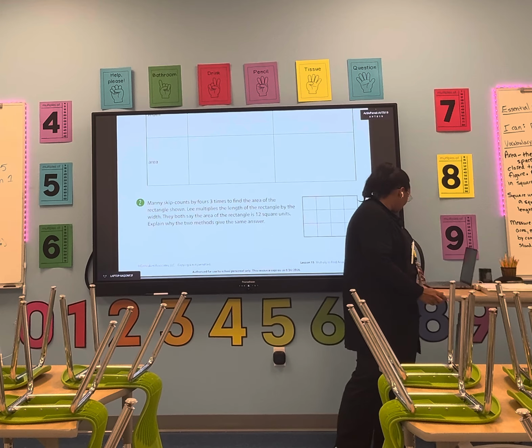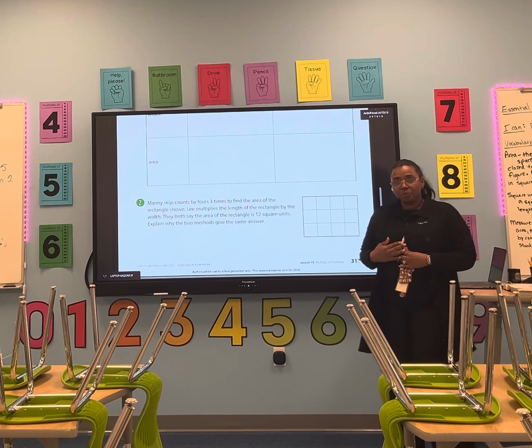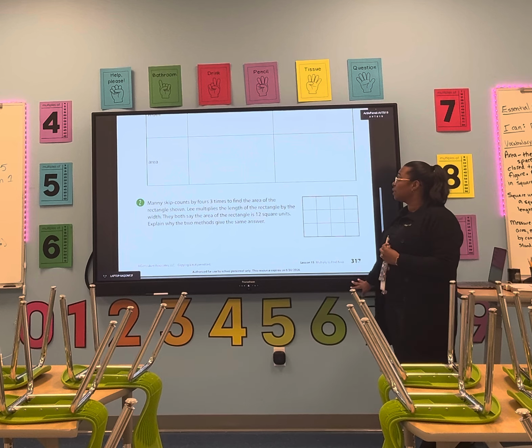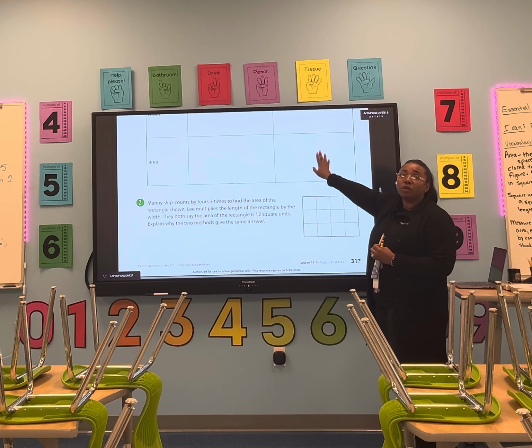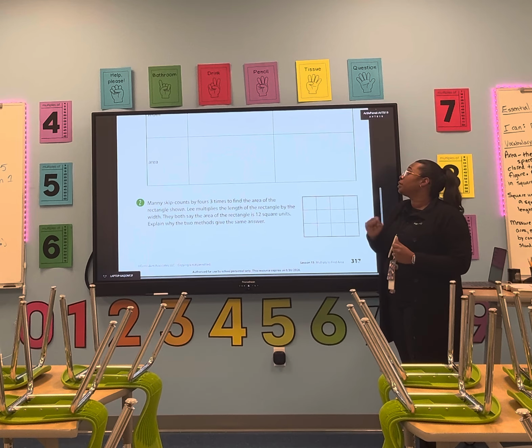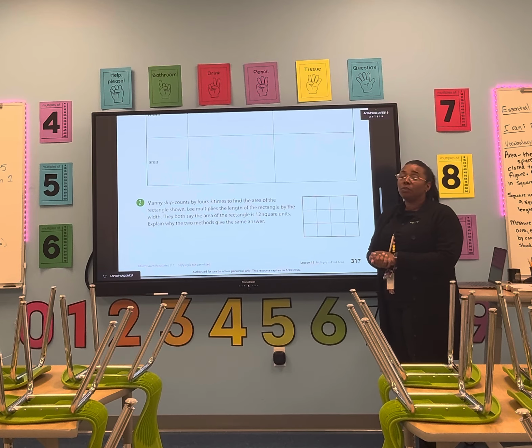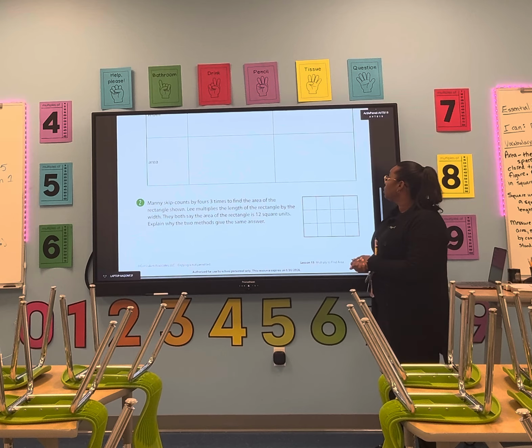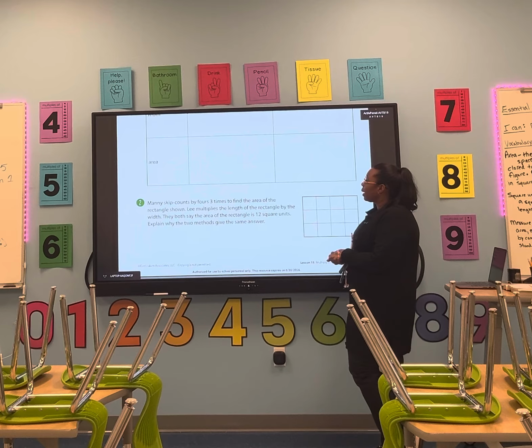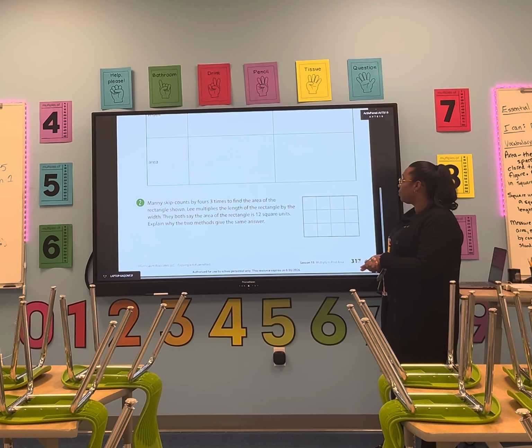Let me move this to the side so I won't block the board. So it starts on page 317. Again, we do vocabulary in class. So 1 was already done in class, and now we're beginning with number 2. Number 2 says, Manny skip counts by 4s 3 times to find the area of the rectangle.